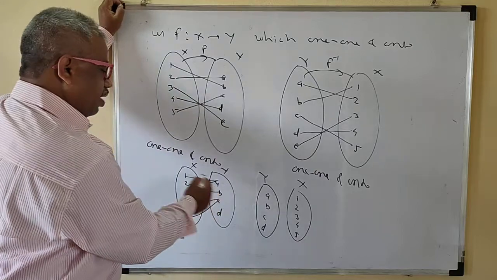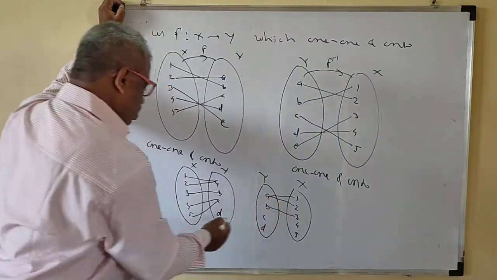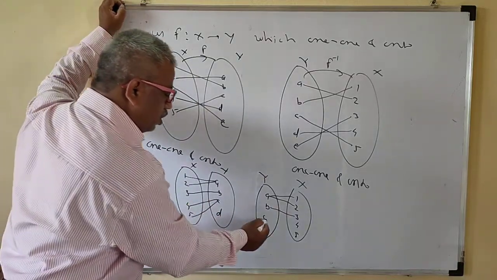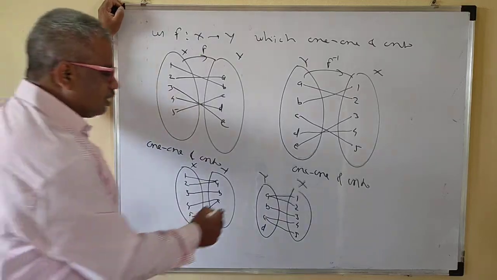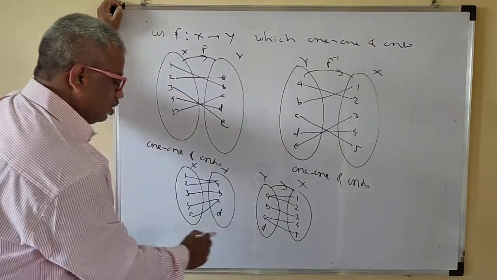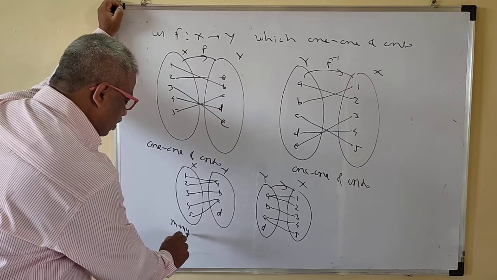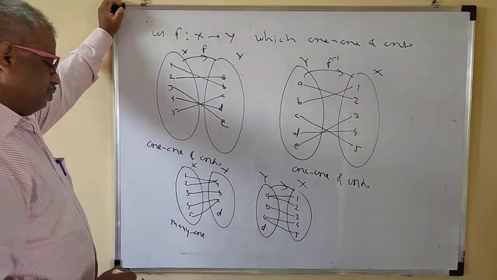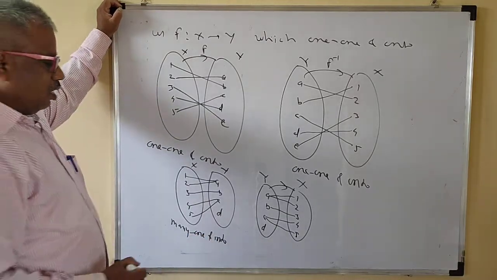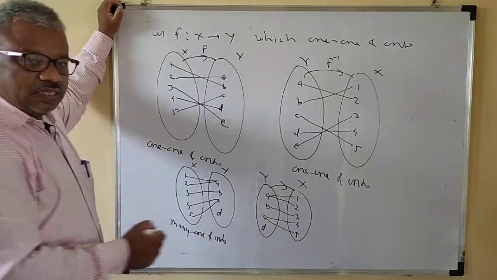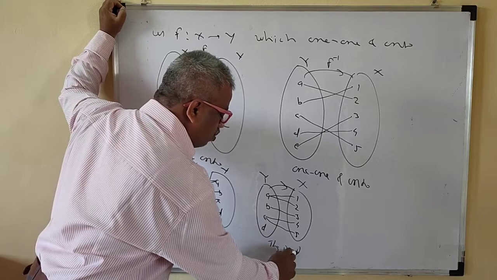What is the image of A? Image of A is 1 and 2. Image of B is 3. Image of C is 4 and 5. And D has no image. So this is not a function. This was a many one and into function, and if you reverse it, it is not a function.